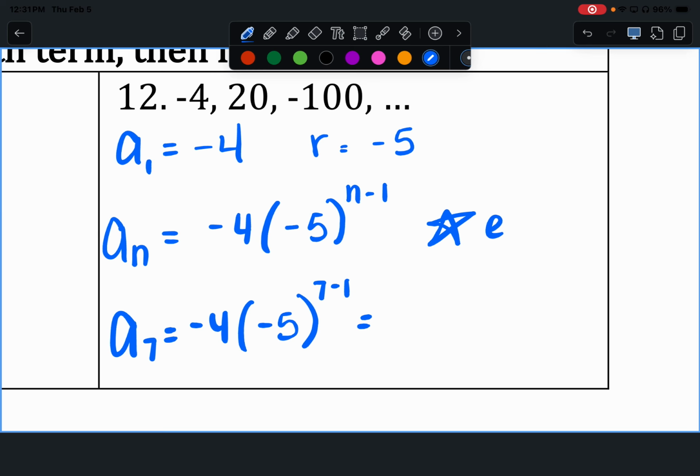Okay, so this just gives us the equation. When we plug in, that gives us a specific number. Okay, so what is the 7th term of number 12? -62,500. Yeah.